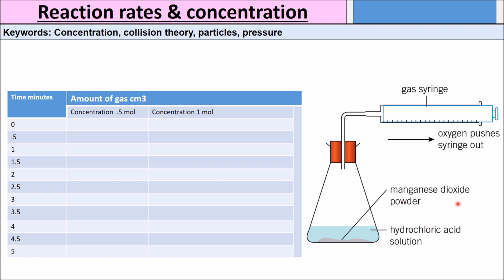So we're going to use the same amount of hydrochloric acid as a control variable. We're going to use the same amount of marble chips as a control variable, but we are going to change the concentration of the acid, 0.5 and then 1 mole. And then we're going to record the amount of gas produced every half a minute for 5 minutes. Okay, and so this little syringe will start moving outwards as the marble chips react with the hydrochloric acid.